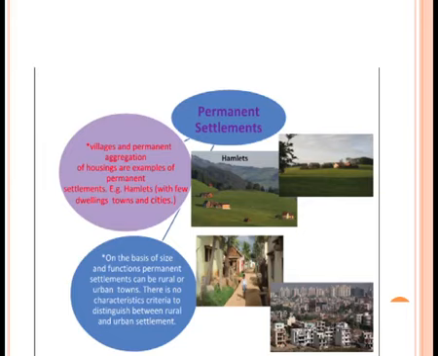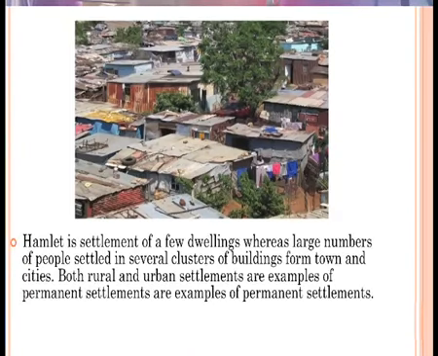Settlements can be permanent or temporary. Villages and permanent agglomerations of housing are examples of permanent settlement. Hamlets are a few dwellings, then towns and cities. On the basis of their size and functions, permanent settlements can be rural or urban. There is no characteristic criteria to distinguish between rural and urban settlements. A hamlet is a settlement of a few dwellings, whereas a large number of people settled in several clusters of buildings form towns and cities. Both rural and urban settlements are examples of permanent settlement.